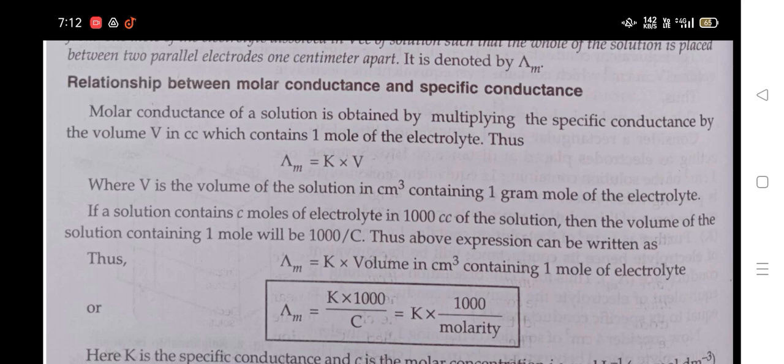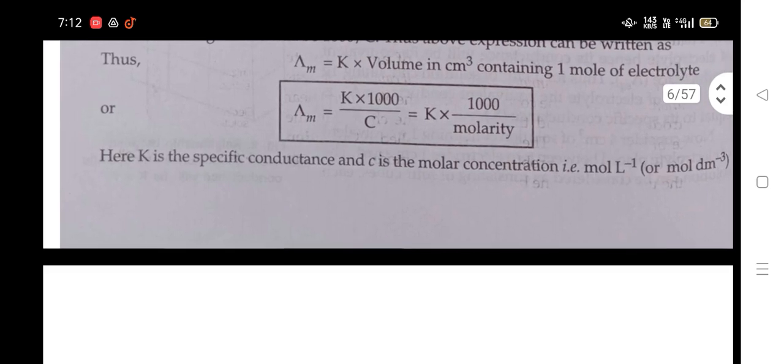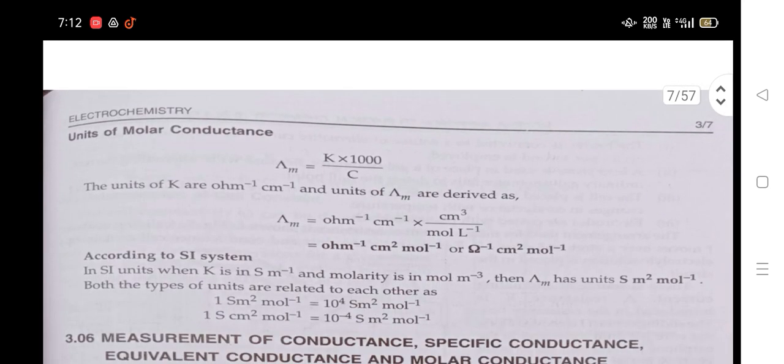Here V is the volume of the solution in centimeter cube containing 1 gram mole of the electrolyte. If a solution contains, say, C moles of electrolyte in 1000 cc of the solution, then the volume of the solution containing 1 mole will be 1000 by C. The above expression can be written as lambda m is equal to kappa multiplied by the volume in centimeter cube containing 1 mole of electrolyte. Lambda m is equal to kappa multiplied by 1000 per molarity. Here kappa is the specific conductance and C is the molarity, that is, mole per liter. Unit of molar conductance is ohm inverse centimeter square mole inverse.